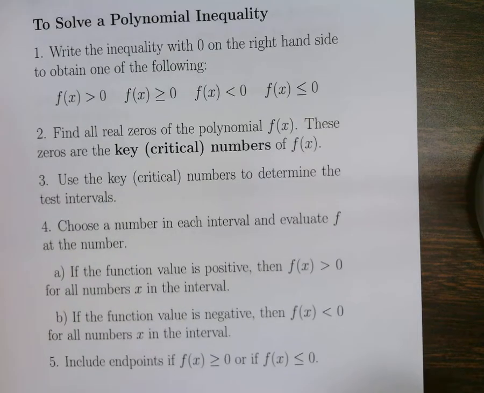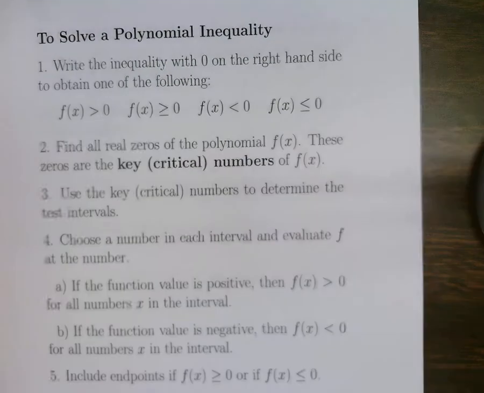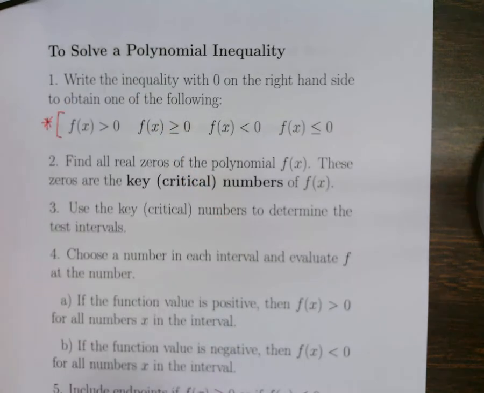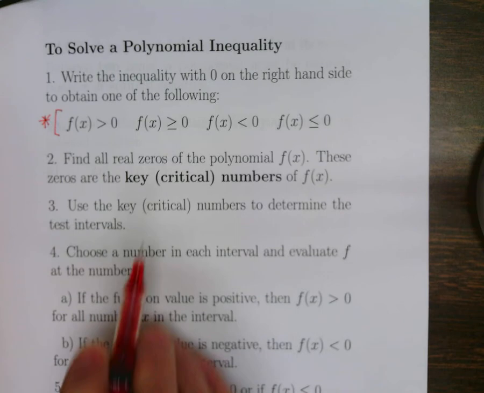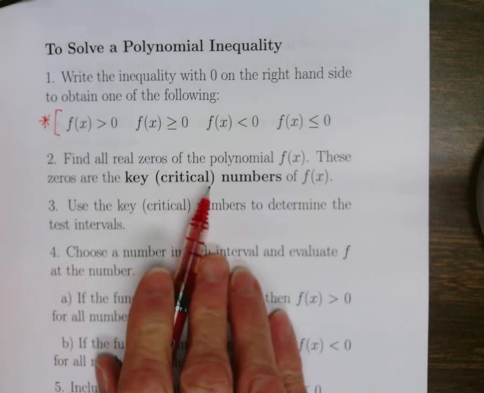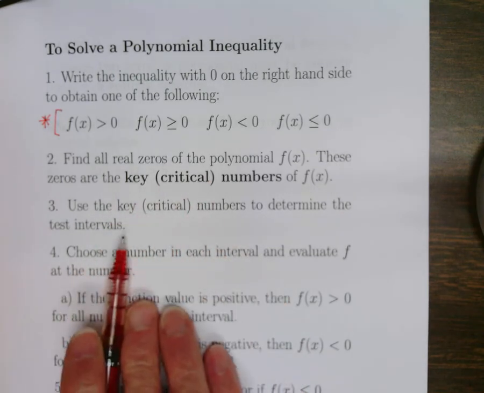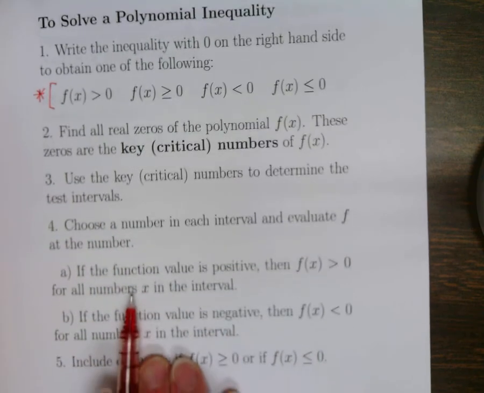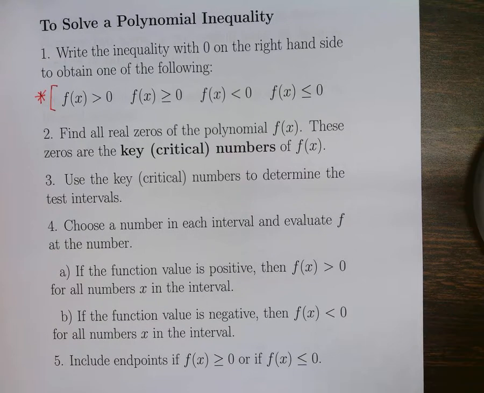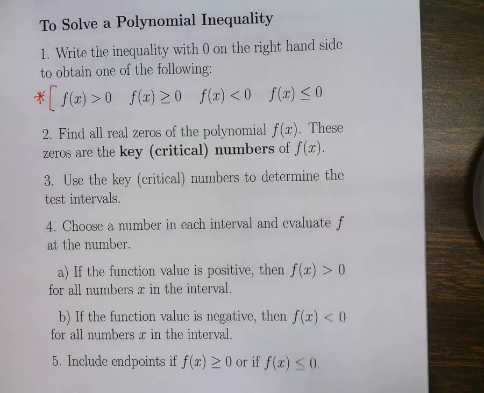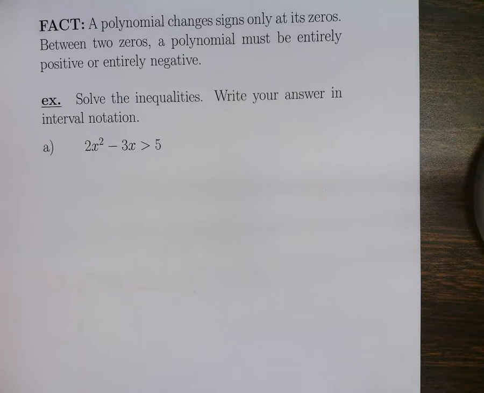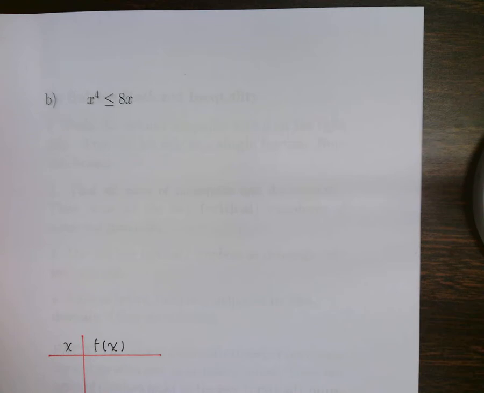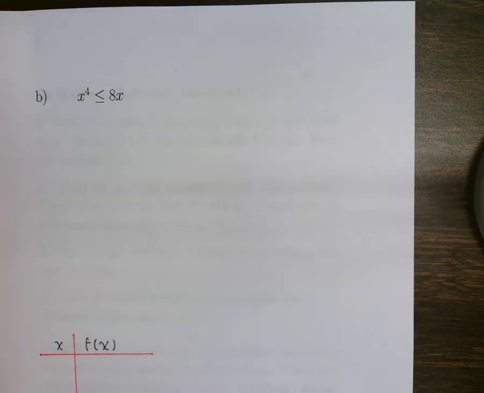Just to remind you of the process, the key is that you have to get 0 on one side of the inequality. That's the first thing. Then you factor to find the zeros. Set up your number line with the test intervals, choose a number, and then just look at it and see if it's positive or negative. And so we'll look at that. This first example is in your notes already and the video from class on Wednesday. So let's jump to this example.